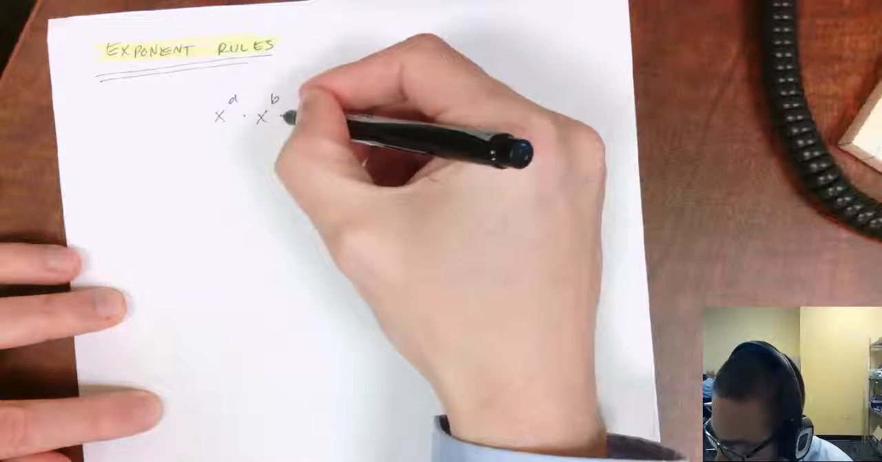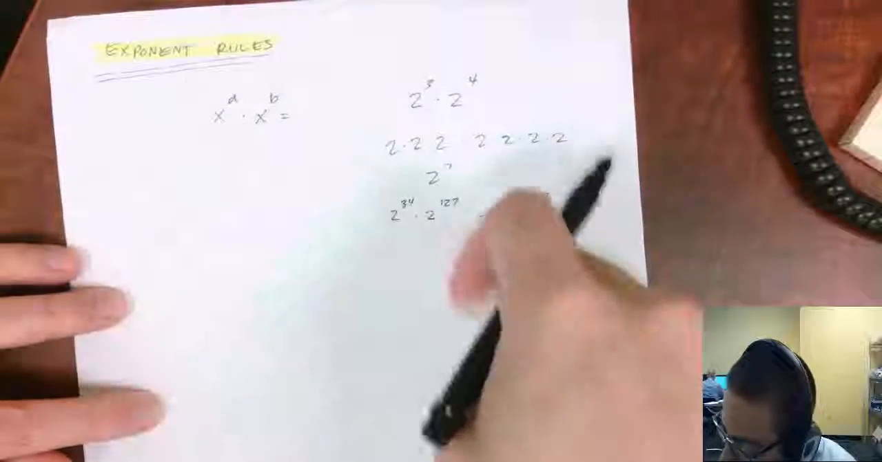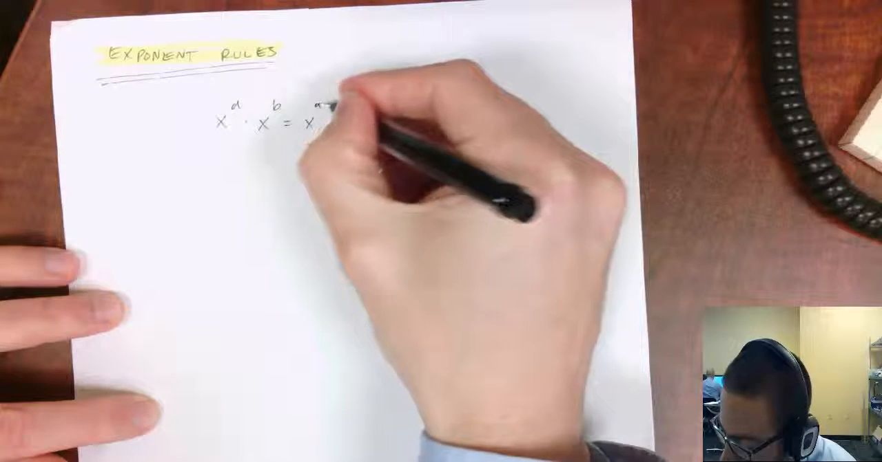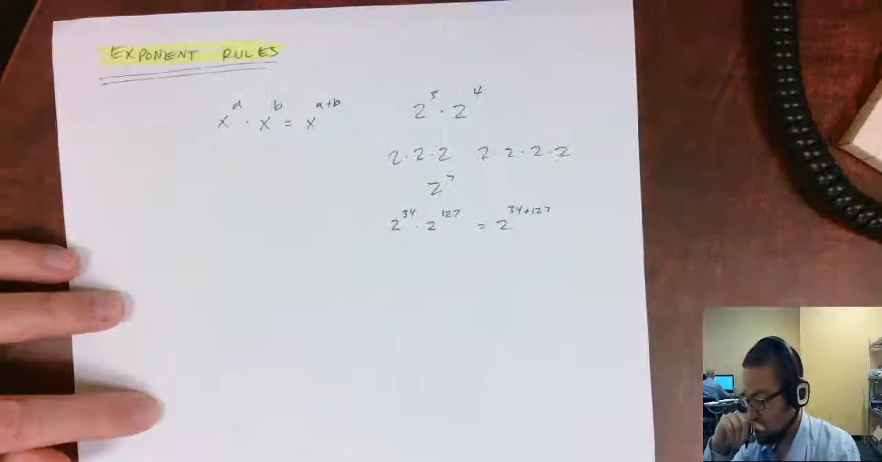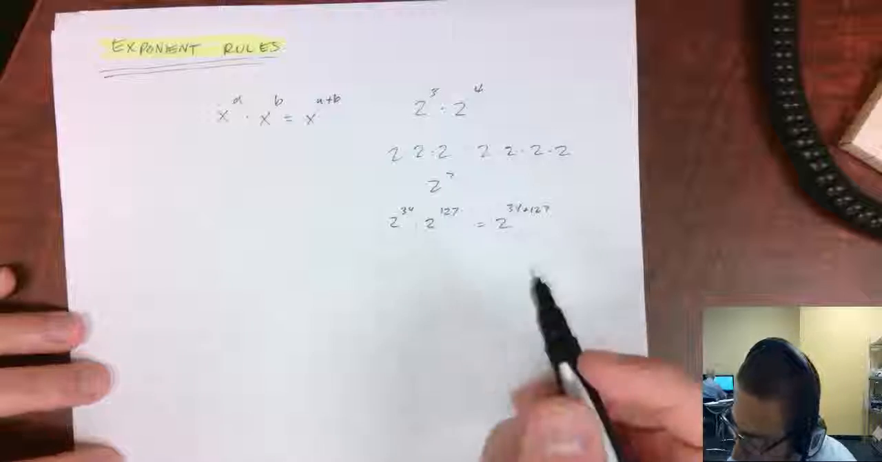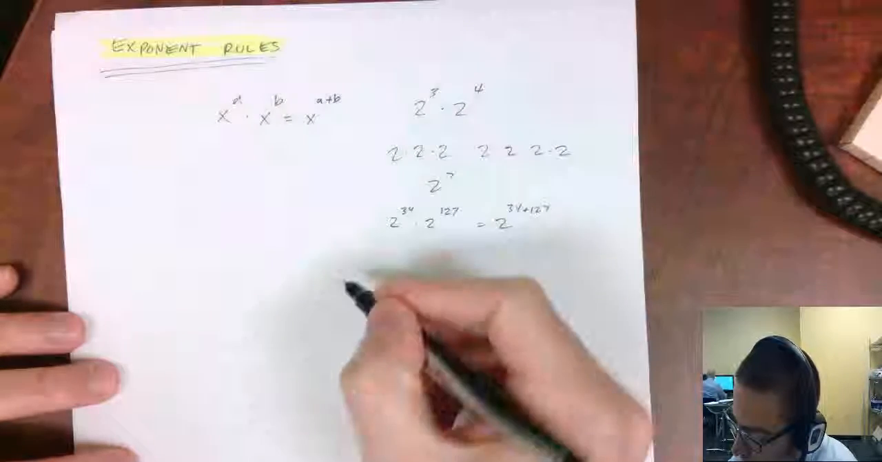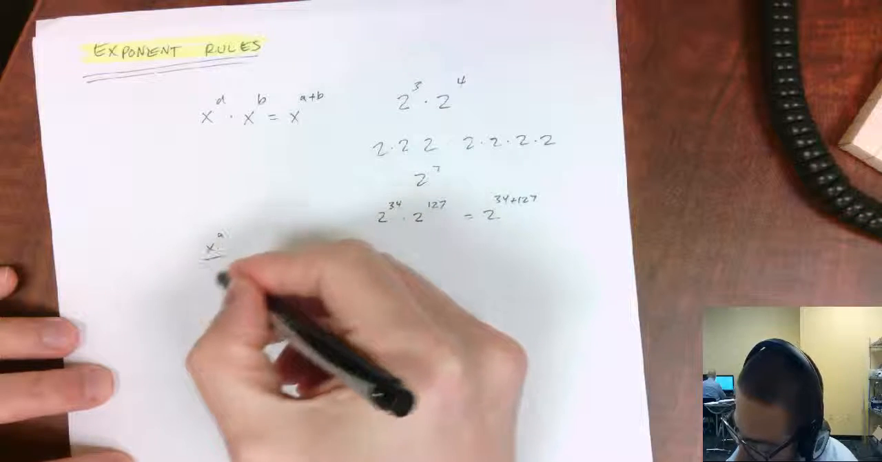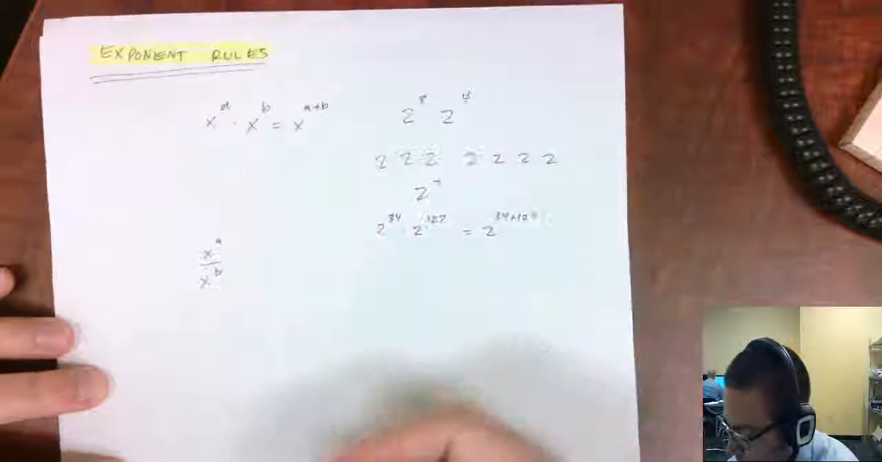So that's a rule that we can make for this exponent. We say it's going to be the same base, x, and then it's going to be a plus b. That's another thing that we could do. How about, what if it was x to the a divided by x to the b?